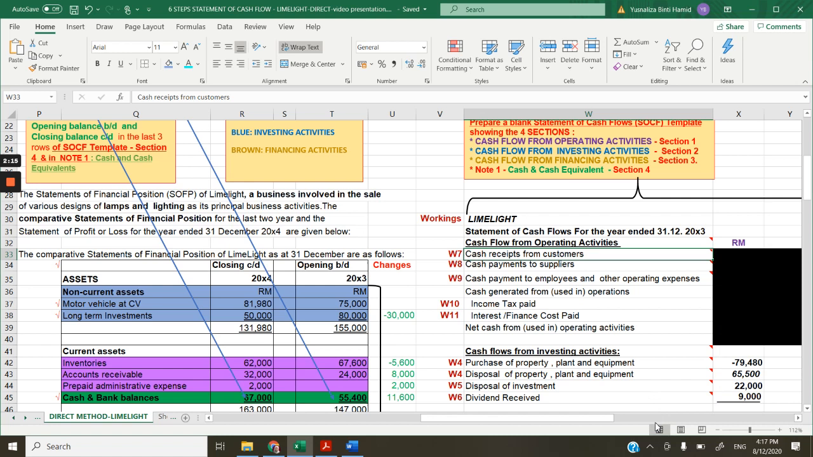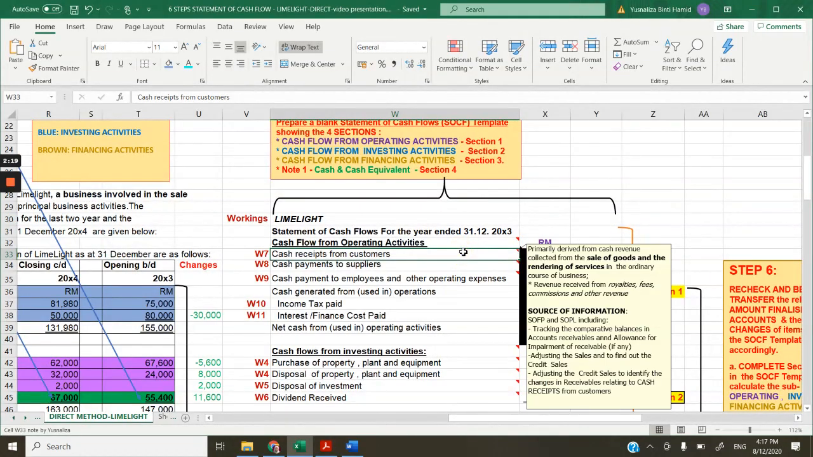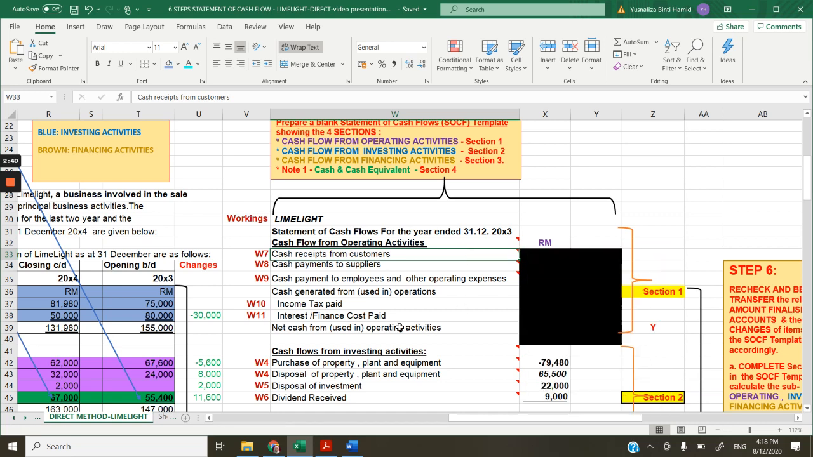cash receipt from customer. Okay, to recap, cash receipt from customer is related to the cash revenue that you collect from your customer from the sale of goods and your rendering of service in the ordinary course of business. It can also relate to royalties, commission, and other revenue, which are in the course of your ordinary business, right? So let's look at that.